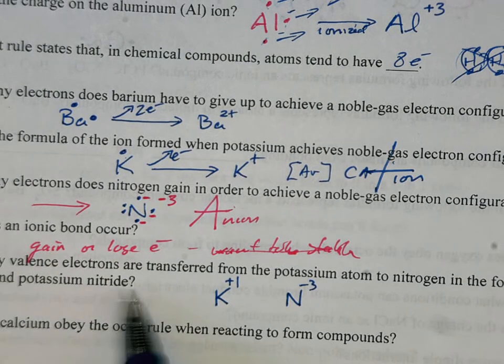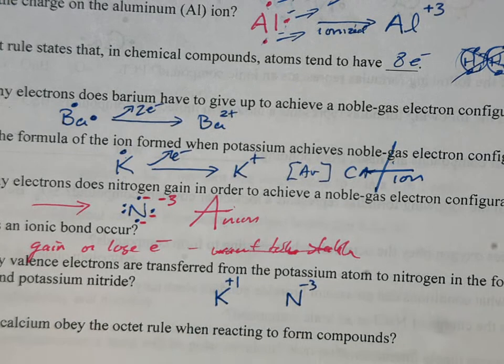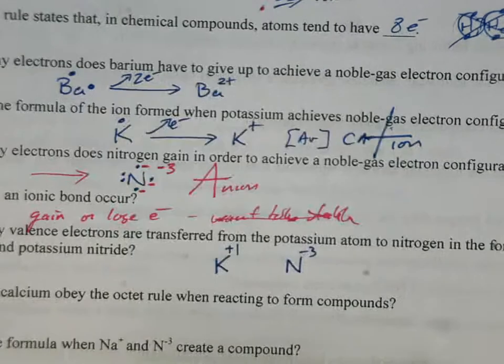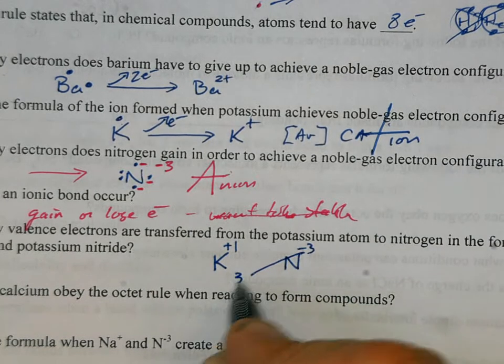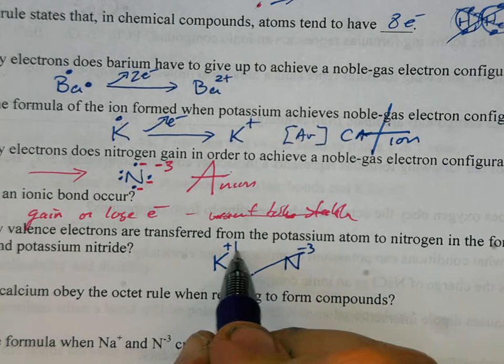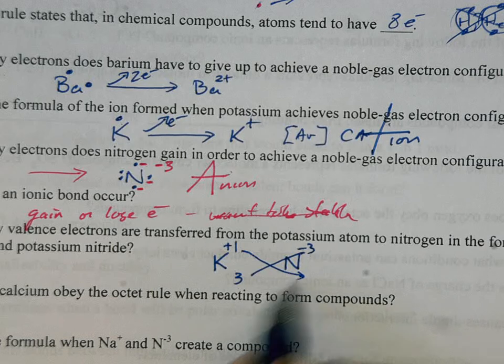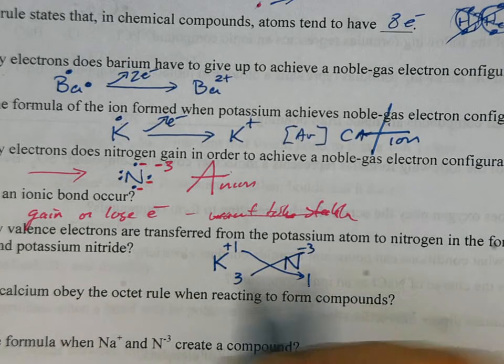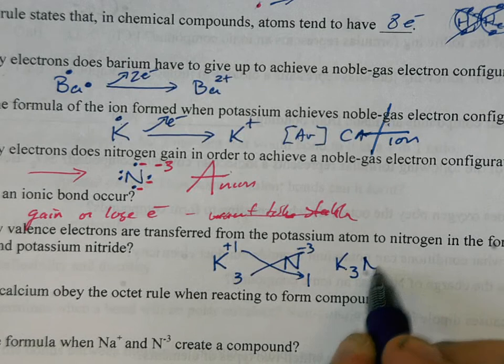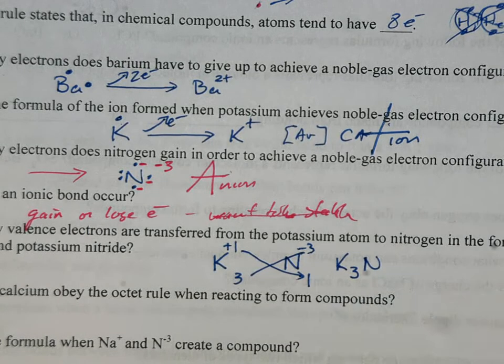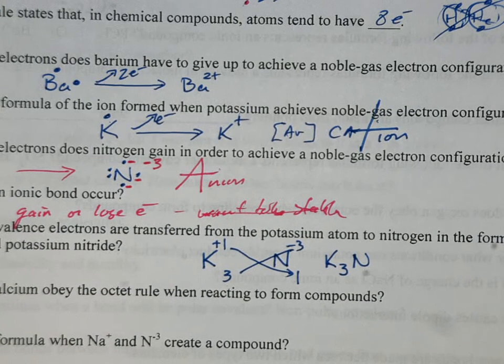Anyway, so let's see. What does it say? How many valence electrons are transferred? Okay, so what's going to happen here when we do the crisscross method: we're going to bring the absolute value of the 3 over there, and we're going to bring this over to there. Now, our compound is going to be K3, and we don't bother to put the 1, so there's tripotassium nitride if you like.